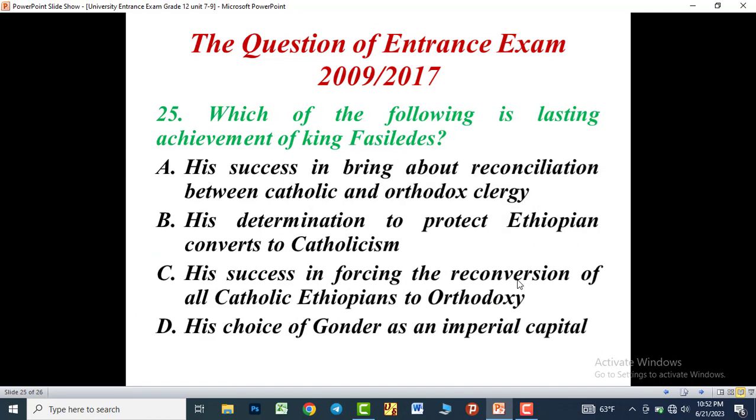Question number 25. Which of the following is a last achievement of King Fasilides? A. His success in bringing about reconciliation between Catholic and Orthodox clergy. B. His determination to protect Ethiopia from conversion to Catholicism. C. His success in forcing the reconversion of all Catholics to Orthodox. D. His choice of Gondar as an important imperial capital.